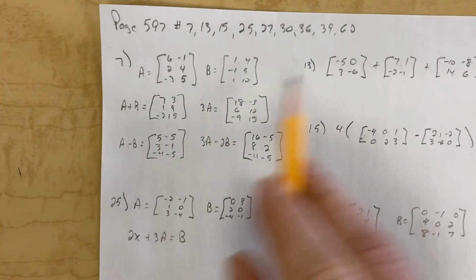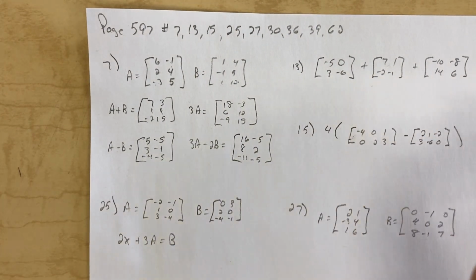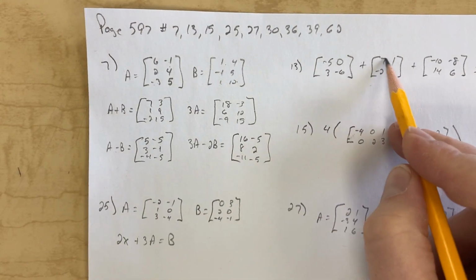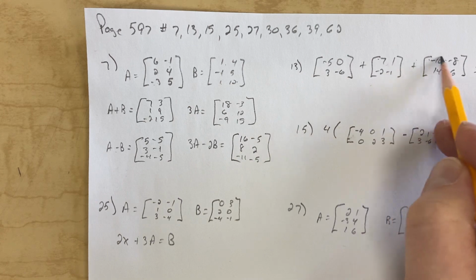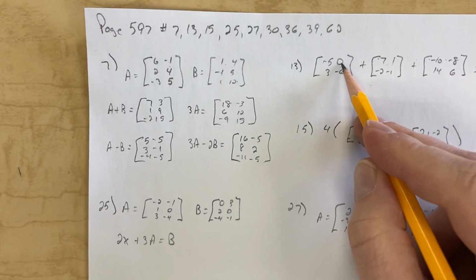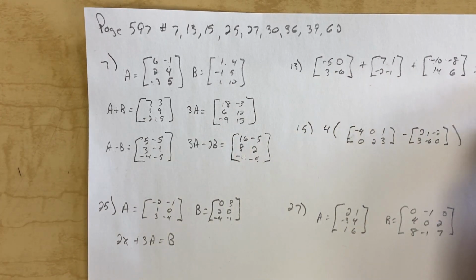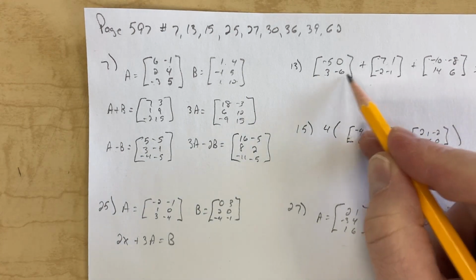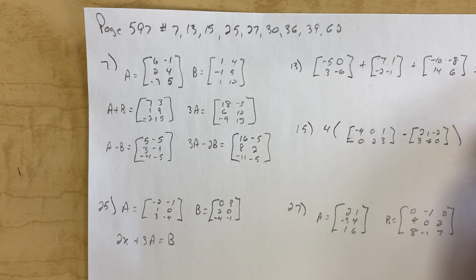All right. For 13, we're trying to add all of these together. And so you're just going -5 plus 7 plus -10. So this is 2 plus -10 would be -8. 0 plus 1 plus -8. 3 plus -2 plus 14. And -6 plus -1 plus 6.